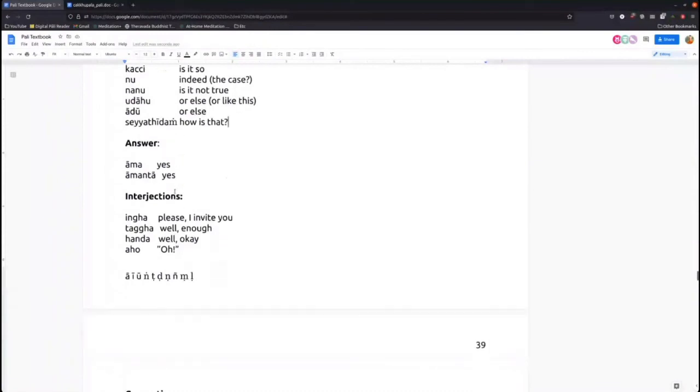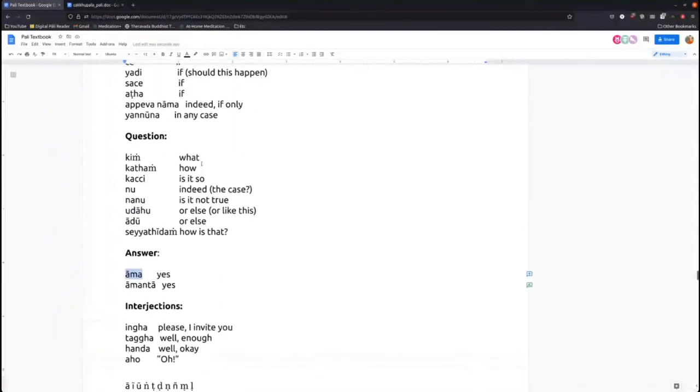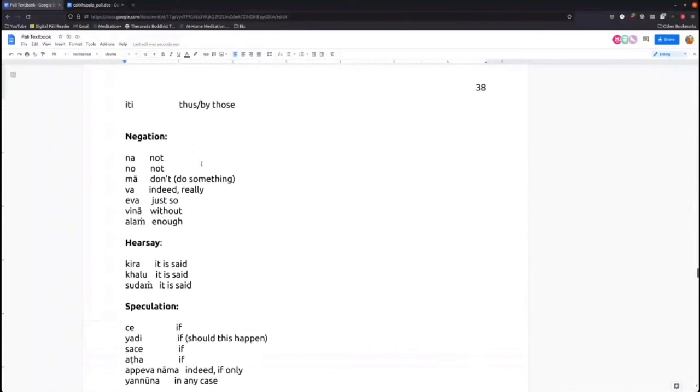Āma is how you say yes, except you very rarely say yes. Maybe that's not true. No, that's not true. Well, anyway, this is how you say yes. No. No is what you don't say. No is not very common.